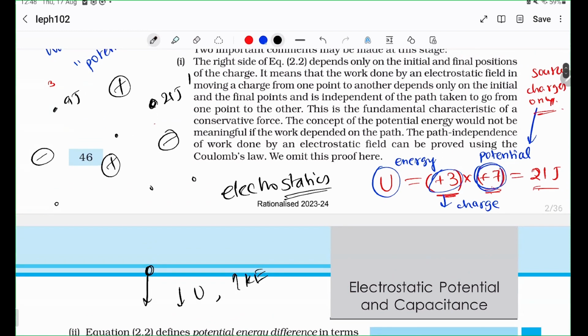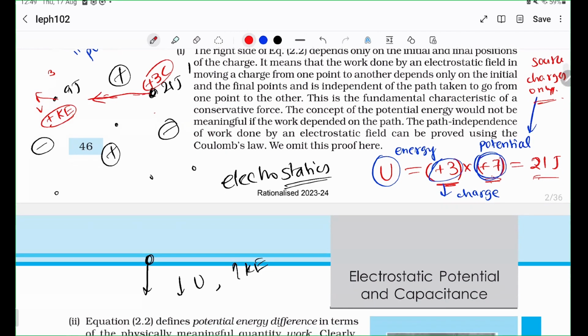So if you let go of the charge plus 3 here, it will run away to here. It will start running towards here. And here at this point, it will have some kinetic energy this way. As in, it will have some velocity this way, and it will have a positive kinetic energy.